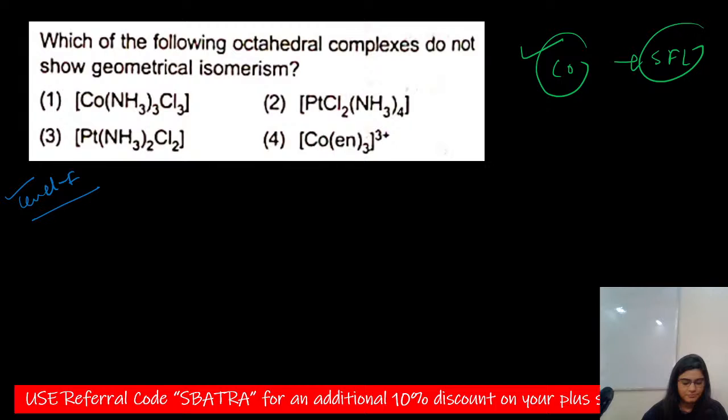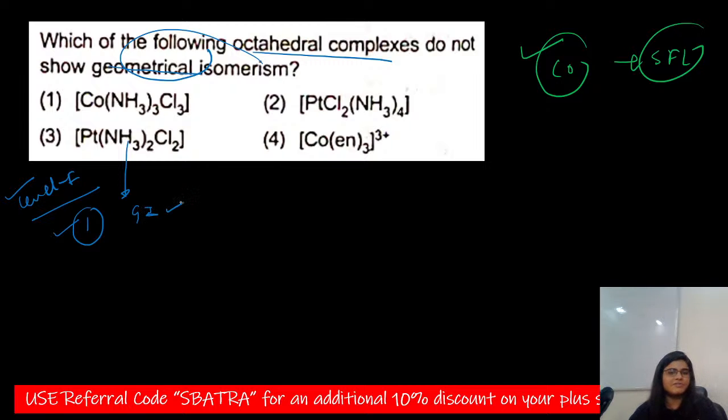The question is, which of the following octahedral complexes do not show geometrical isomers? Let's talk about the first complex and see how much you have revised. Tell me the number of geometrical isomers in the first complex. How many geometrical isomers can we get in the first option? Tell me the total stereoisomers, not only geometrical isomers.